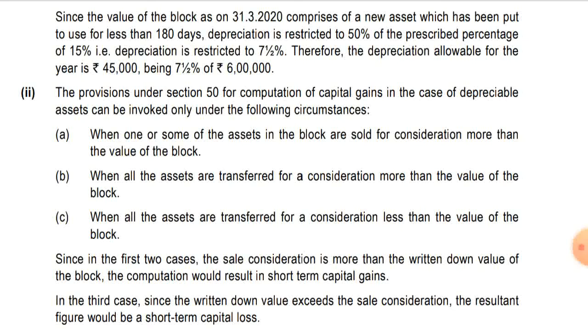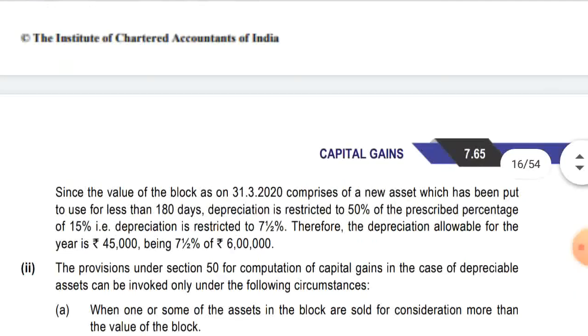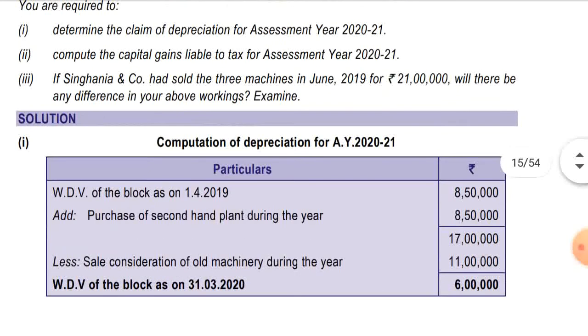Since in the first two cases the sale consideration is more than the WDV of the block, the computation would result in short-term capital gain. In the third case, since the written down value exceeds the sale consideration, the resultant figure would be a short-term capital loss.